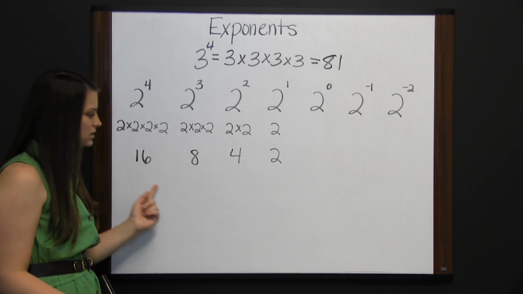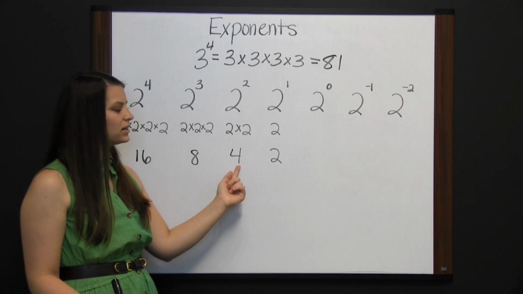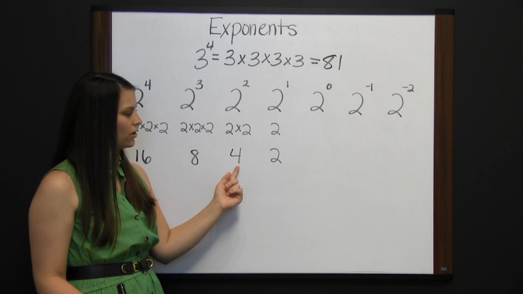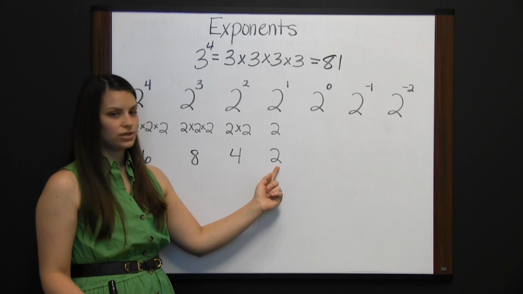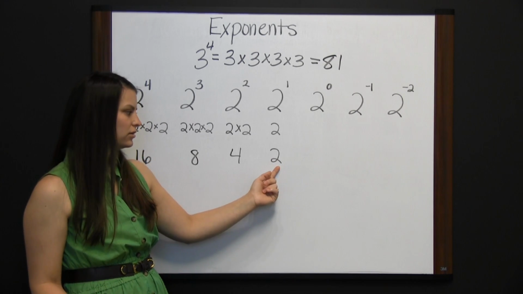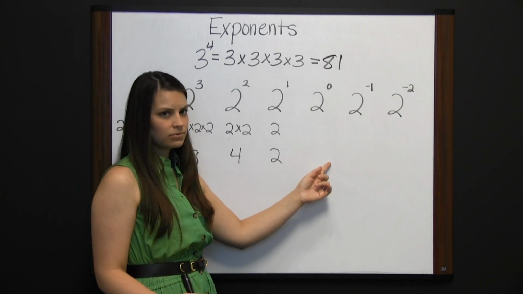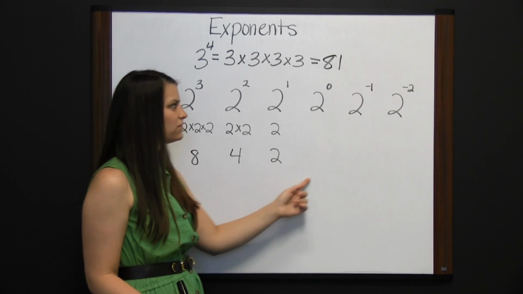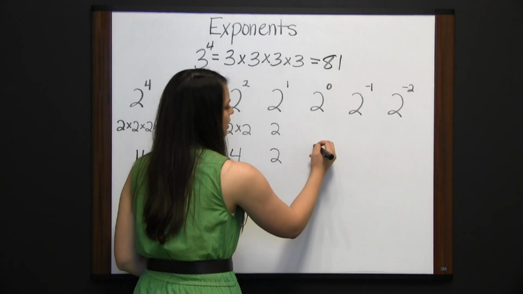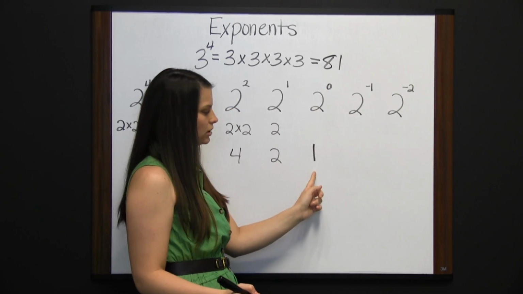is 16 divided by 2 is 8. 8 divided by 2 is 4. 4 divided by 2 is 2. So if we continue with our pattern, if we continue dividing by 2, then the next number in our sequence, 2 divided by 2, would be 1. So 2 to the 0 power is 1.